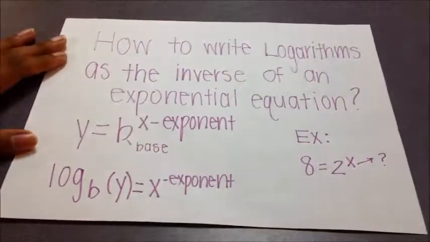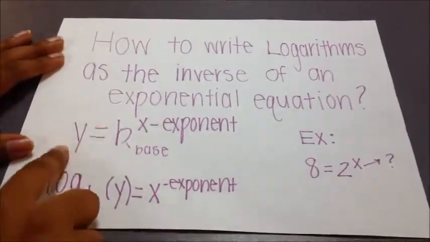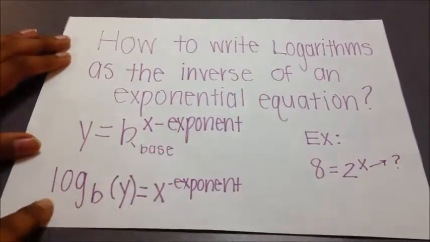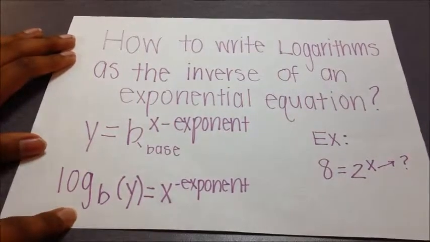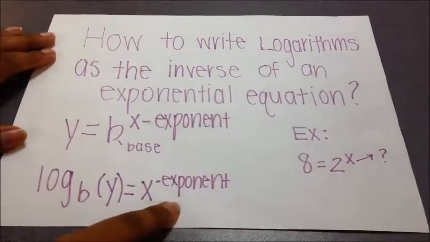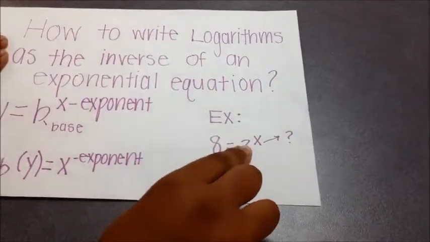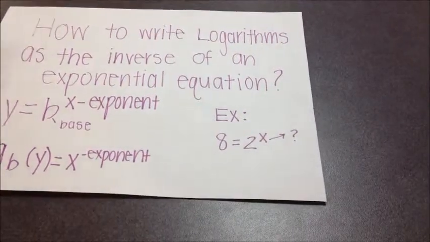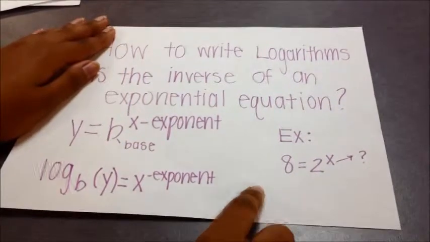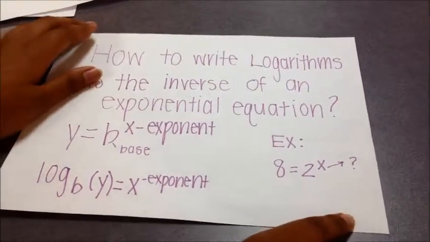How to write logarithms as the inverse of an exponential equation. Since an exponential equation is y equals b to the x, and b is the base and x is the exponent, you write your log in the same base, and then log base b of y equals x, the exponent. So if your exponential equation was 8 equals 2 to the x, what would the logarithm be? Stop the video here until you're done. Since 2 is the base, you would write log base 2 of 8 equals x, and then you can use your calculator to solve.